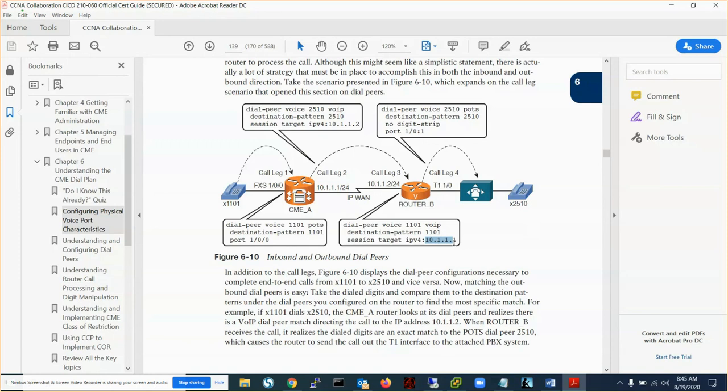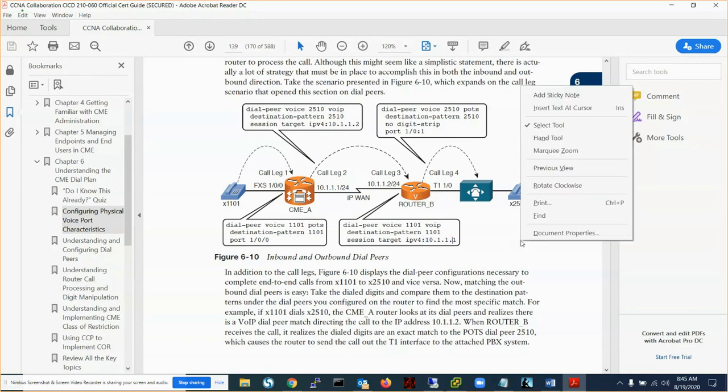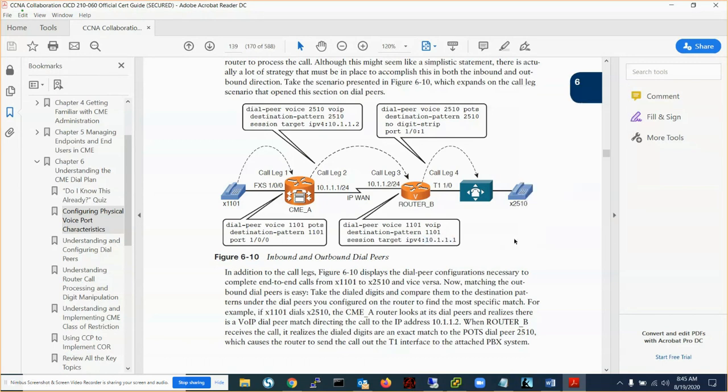Let me look up my database. Right, 1101 is on port 100. Send it to that phone. And that's it. Simple as that. But that's with incoming and outgoing dial pairs.